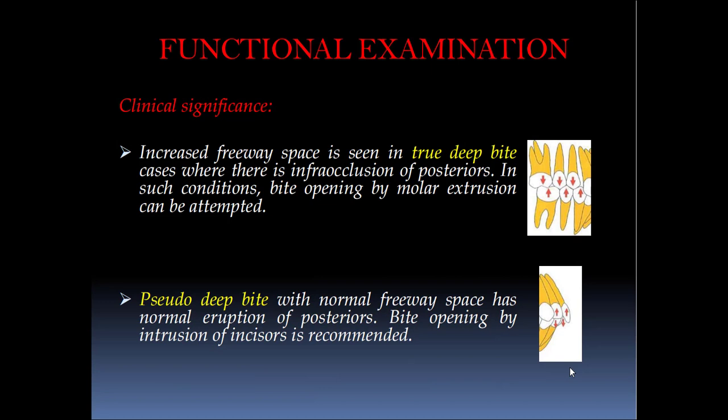Now, what's the clinical significance of this freeway space or postural rest position? In cases of true deep bite, where there is an infraocclusion of posteriors, posteriors meaning premolars and molars, bite opening is done by extrusion of upper and lower posteriors. If it is a true deep bite, freeway space is more. In cases of pseudo deep bite, in which freeway space is normal, bite opening is done by intrusion of upper and lower anteriors.